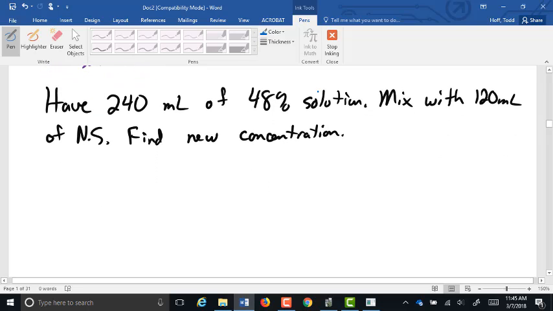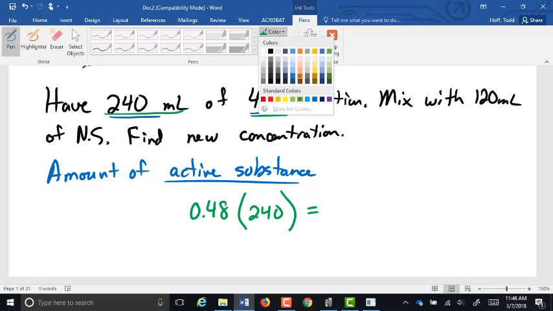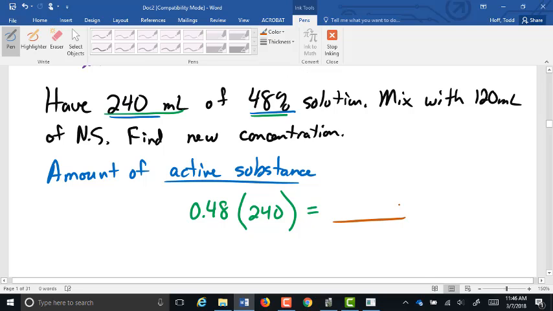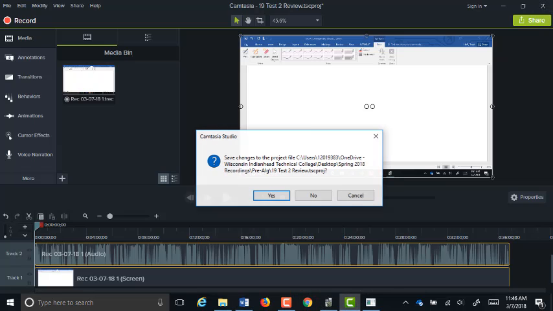Okay, so what we have here is 240 milliliters of 48% solution. Let's find the amount of active ingredient. The amount of our active substance there. If you recall from our solution mixing equations, that's simply going to be 48%, 0.48, times the volume, 240 milliliters, is going to equal that amount. So 0.48 times 240, I believe, is 115.2, but let's punch it in to be sure here. Get this out of the way.